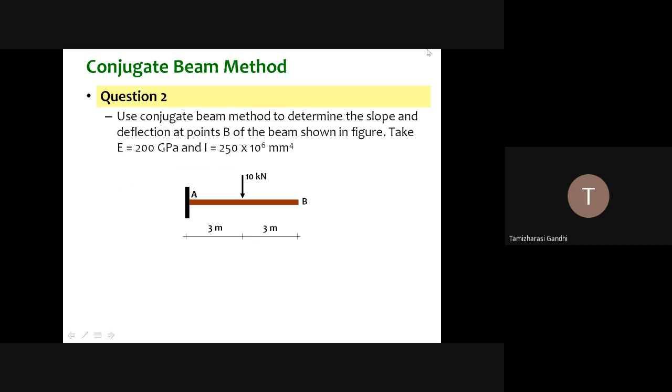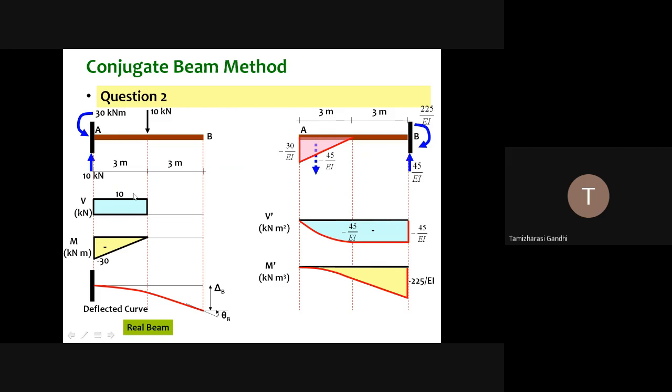Again, we have to find the slope and deflection at this point B of this cantilever beam with E and I value given. So first draw the approximate deflected profile and bending moment and shear force drawing. Then apply the concept of conjugate beam, convert the support condition of the real beam into conjugate beam. Fixed end will be free end, free end will be fixed end. Then take the bending moment diagram and apply it as a loading. Then use the force and moment equilibrium and find out the unknown response quantities. Once you do that, the required bending moment and shear force will give you the required slope and deflection at the extent, which will be equal to the slope and deflection of the original deflected curve.